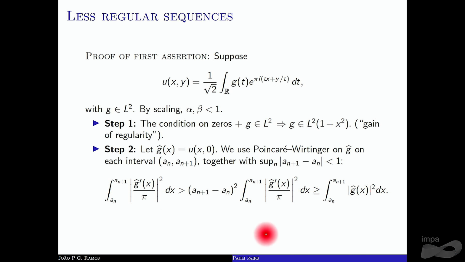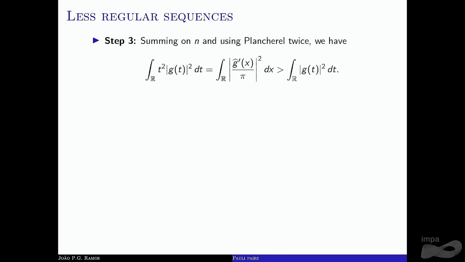Which is this part here, sorry, in the bottom. And this part here is trivial since the gaps between consecutive terms are at most 1. So the bottom line is I get that this right-hand side is less than this left-hand side. Okay, so what do I do now? I sum it up in n and use Poincaré.